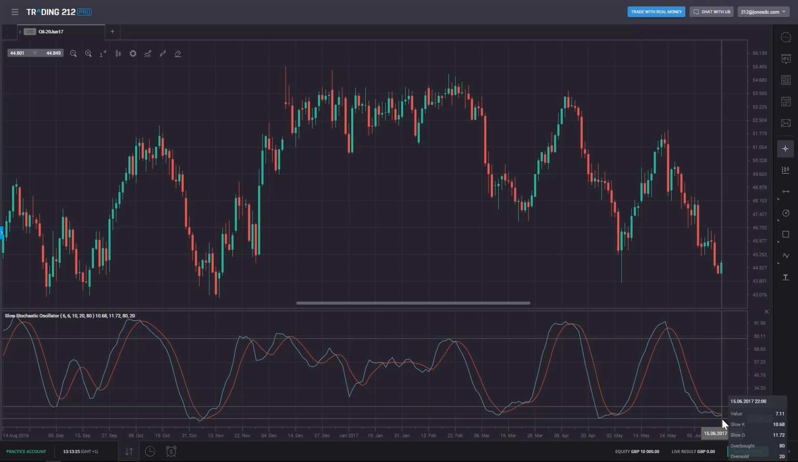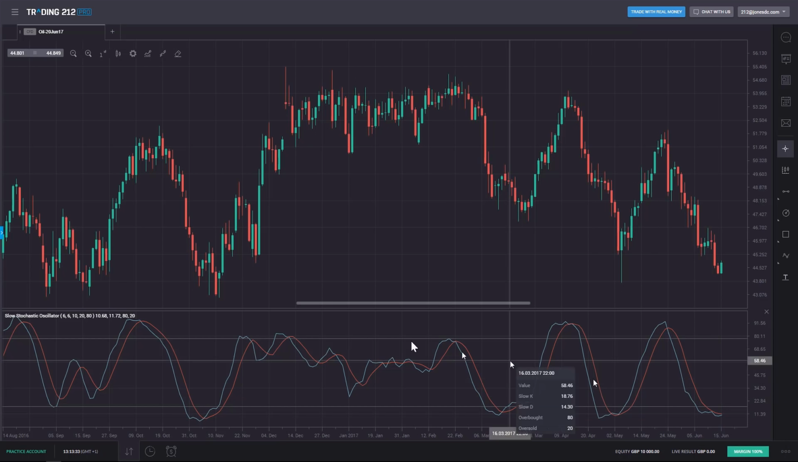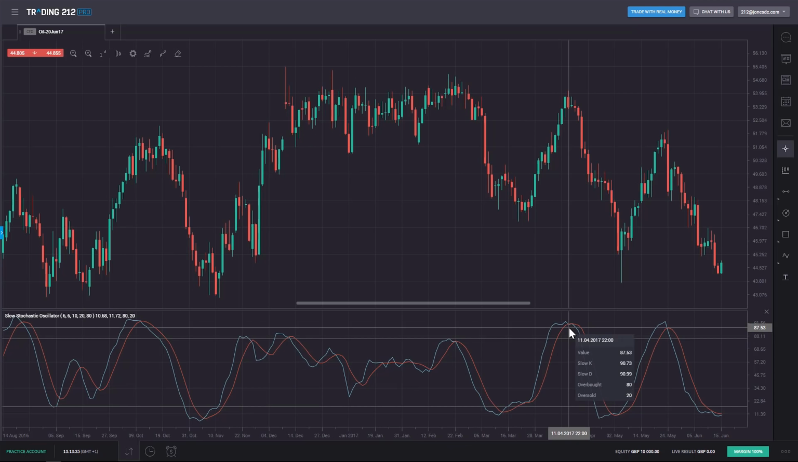So it's not perfect, but I think in conjunction with other approaches, trends, support and resistance, and sensible stop losses, maybe it can add something to your trading when it comes to helping you pick out some of these turning points in the market. That's it, that's the slow stochastic. Maybe it will be useful for your own trading. You might want to add it to your charts and see how it works.